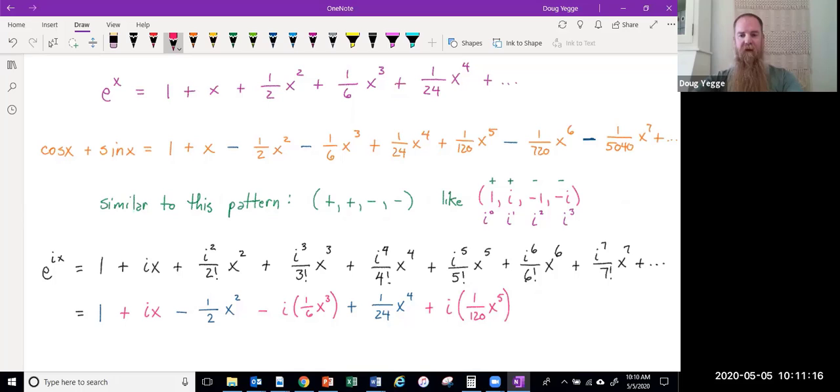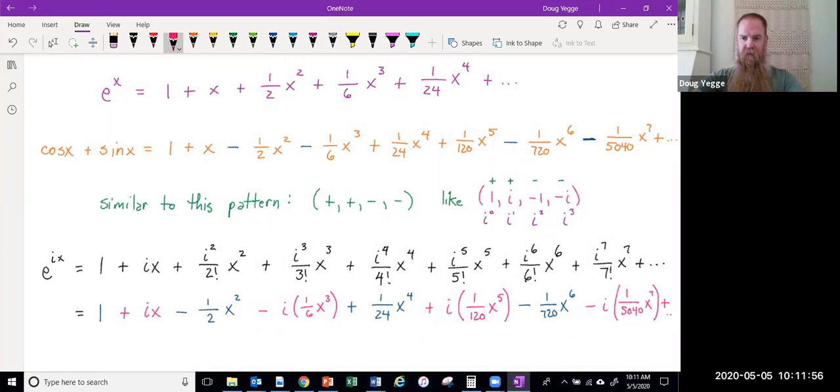But then we got i to the 6th. i to the 6th is the same as negative 1. So i to the 6th is just going to be minus 1 over 720, x to the 6th. And finally over here for this last one, i to the 7th is negative i, so I get minus i times 1 over 5040 x to the 7th.